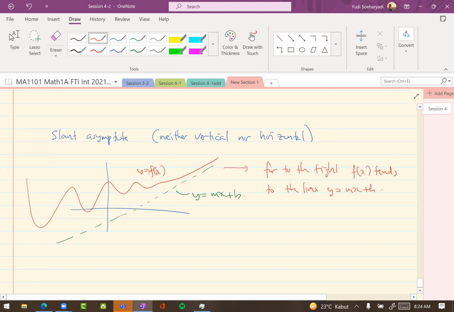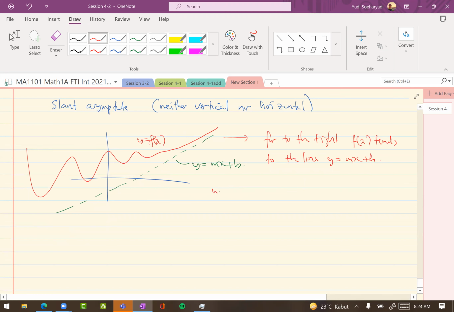Okay, so what does it mean? Of course, you cannot just say far to the right. Far to the right is this. Okay, tends to the line. So this is the limit. But the thing is, if you compute the limit, there's no x anymore, it just gives you a number. Here we still have x, and x is going to infinity. How could this possibly be done?